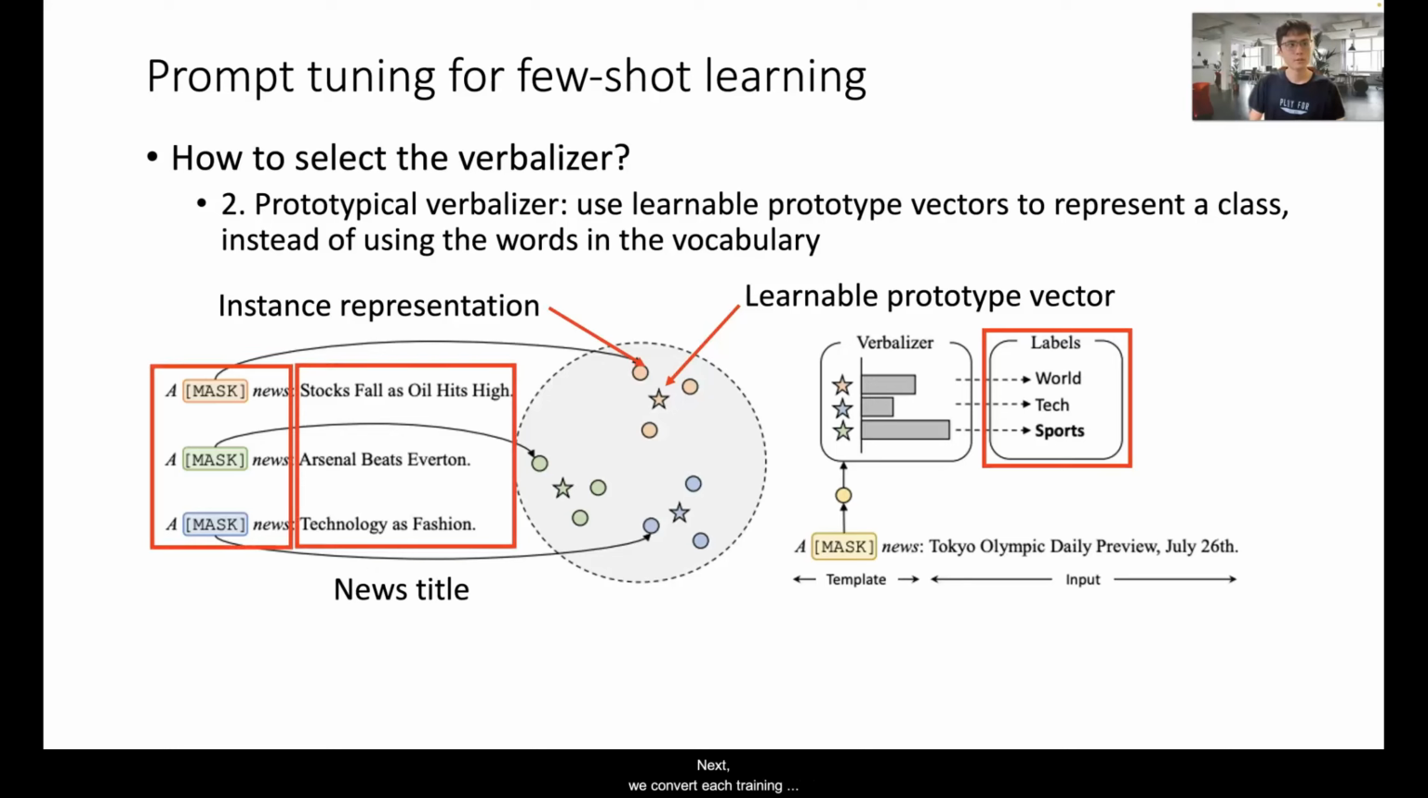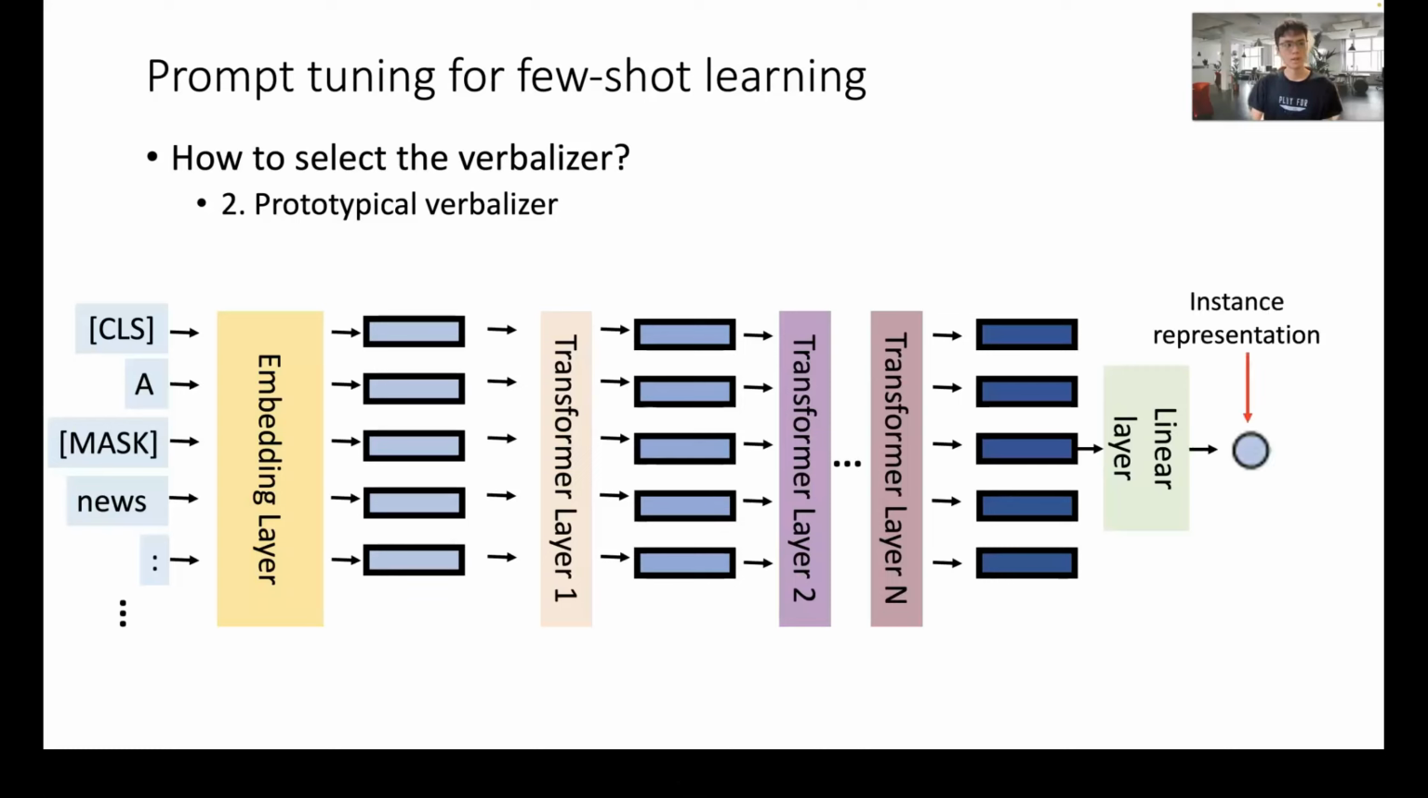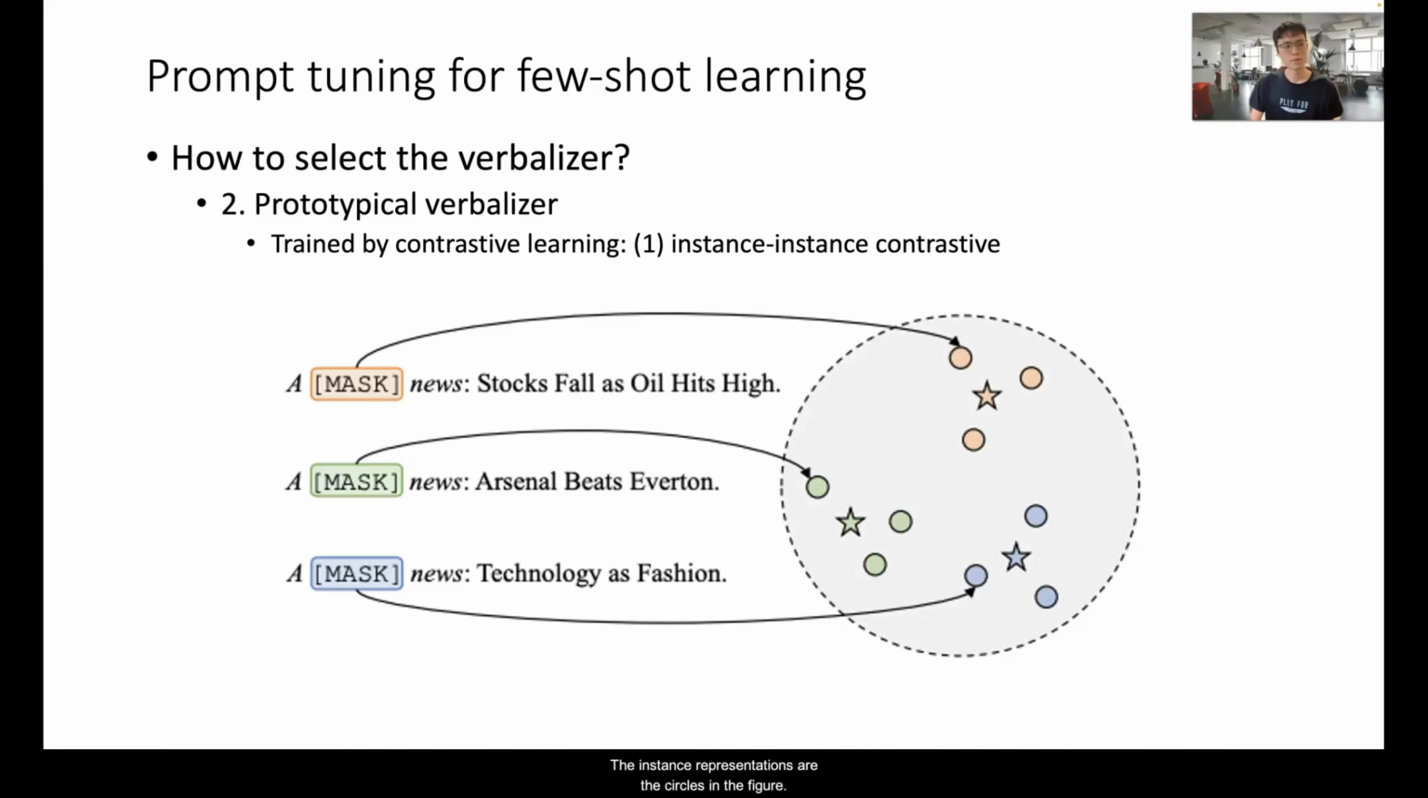Next, we convert each training sample into a natural language prompt using the prompt template, and extract the hidden representation of the mask token calculated by the transformer model, and pass it through a linear layer to get the instance representation of the input. The linear transformation layer here is newly initialized in the downstream task. The instance representations are the circles in the figure.